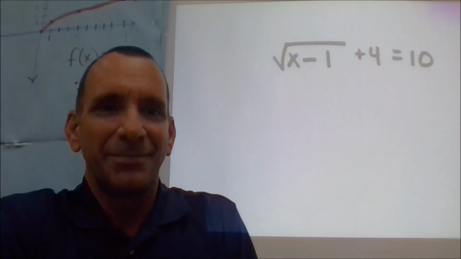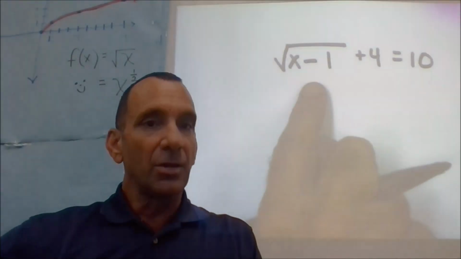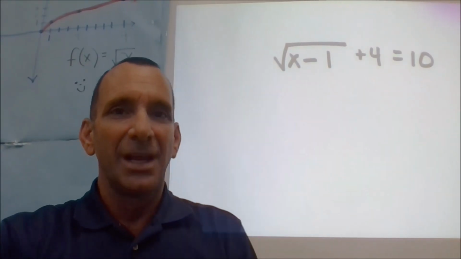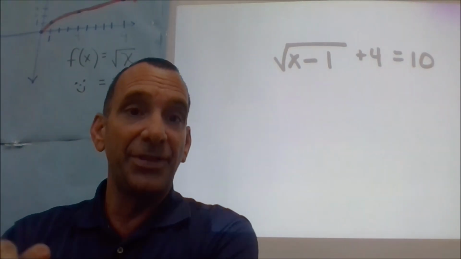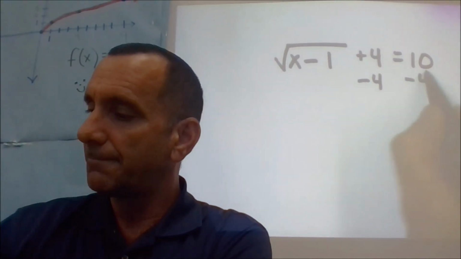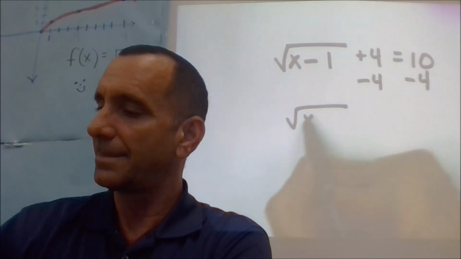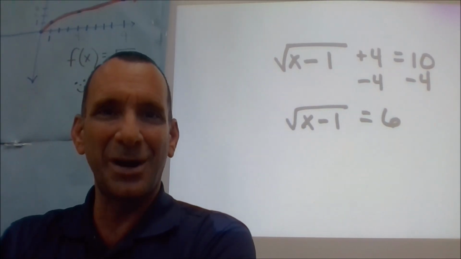Look at this one. Another fun, easy problem. We have a radical on one side of the equation, and we want to isolate that radical. So let's get rid of everything else on that side of the equation. And we're ready to square both sides.